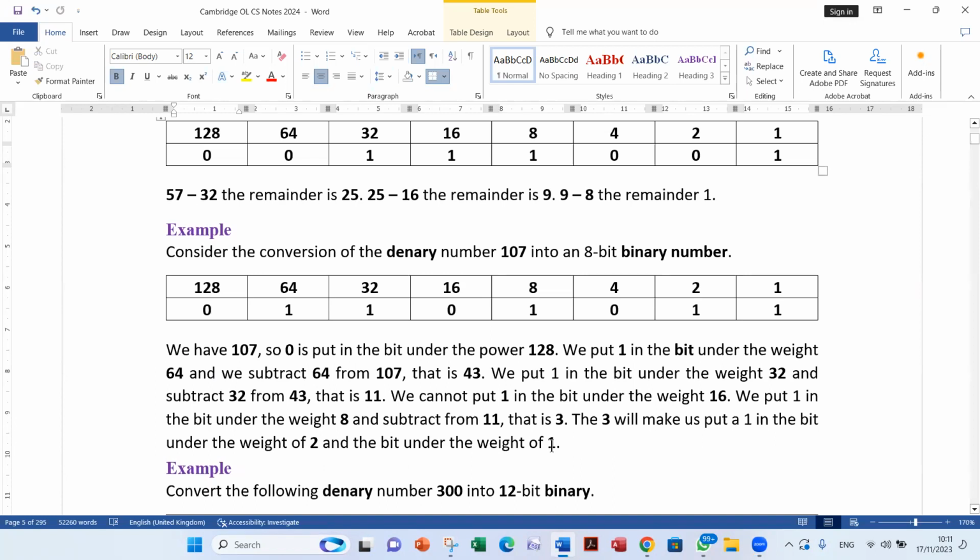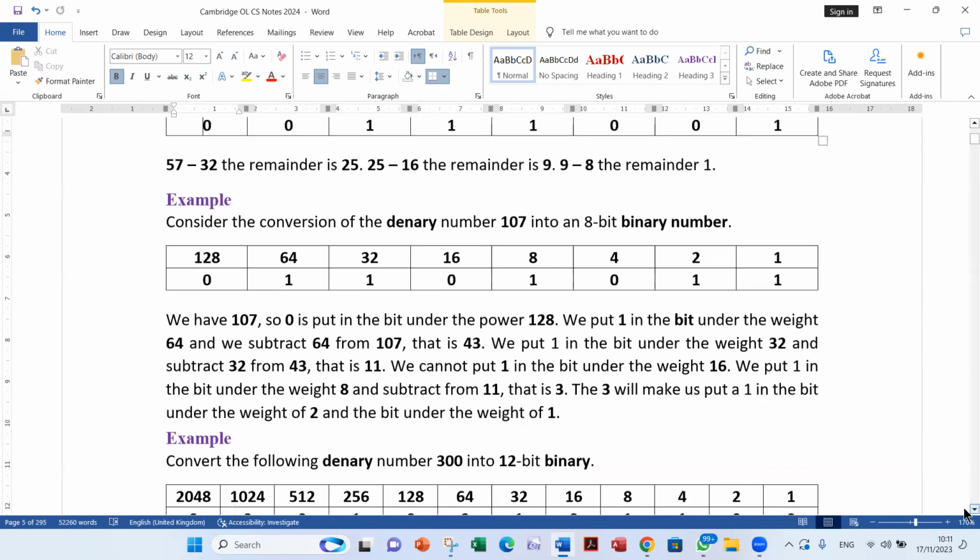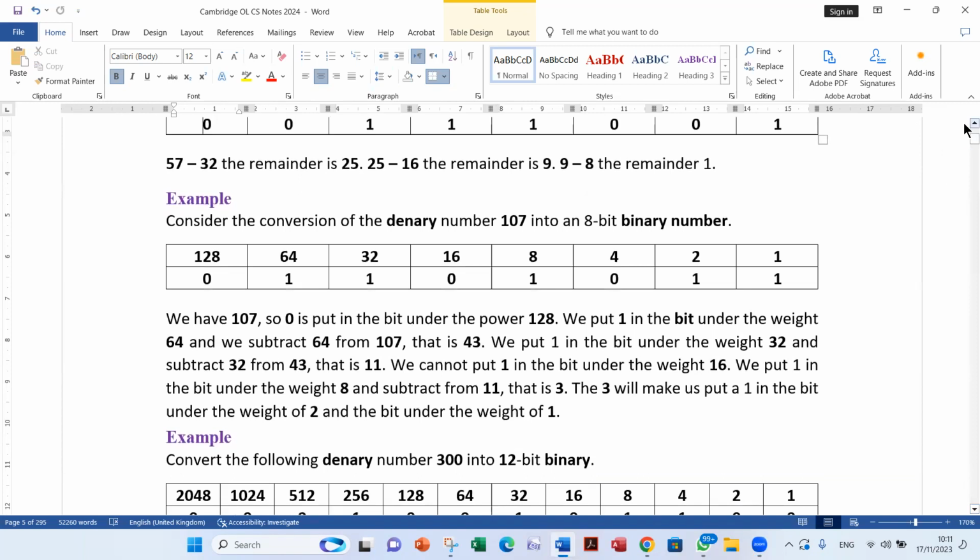Okay, next. Please notice here because we have something different. The exam is asking you to represent 300 in 12 bits. Actually, later on, I will tell you that 300 can never fit in 8 bits. Okay? So please put the weights and please do it yourself.